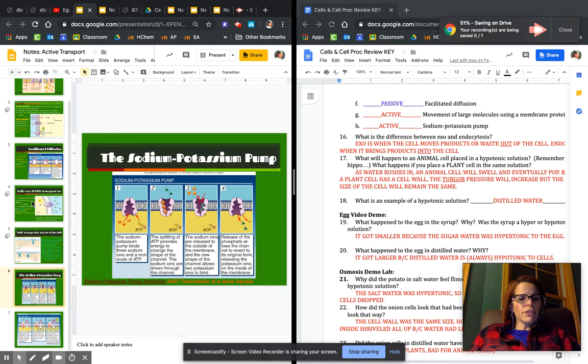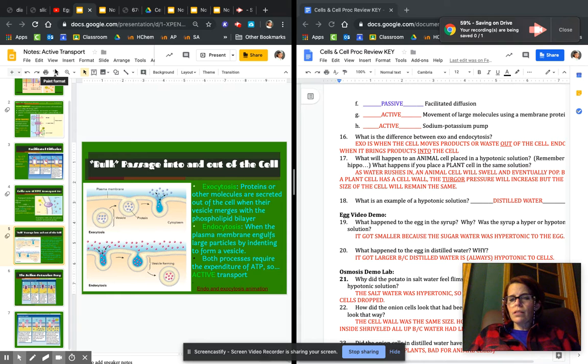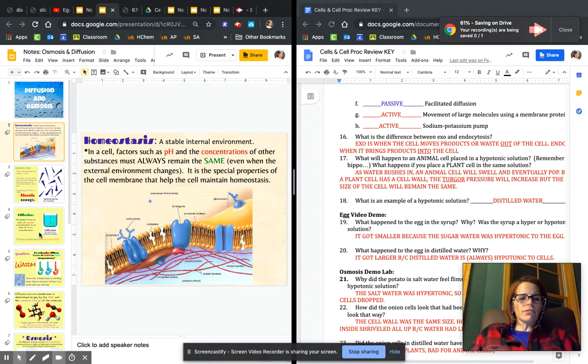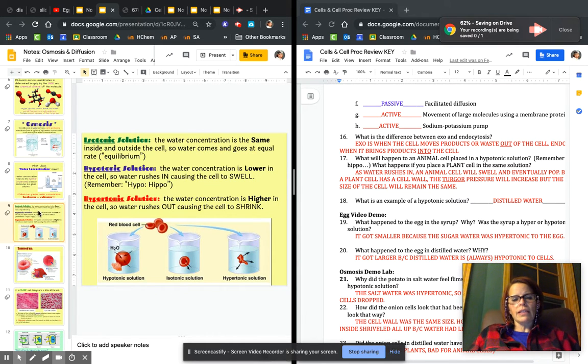All right, now the question is, what's the difference between exo and endocytosis? So here's the slide that's about it. Exo means it's exiting out of the cell. Endo means it's coming into the cell. So exo and endocytosis are both forms of active transport. So it uses ATP in both circumstances. Okay, then it asks about what happens if an animal cell is placed into a hypo or hypertonic solution. That's from this previous set of notes, and I just want to remind you where we found them right there.